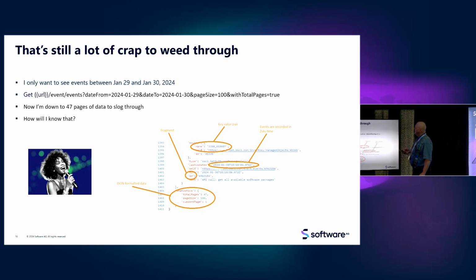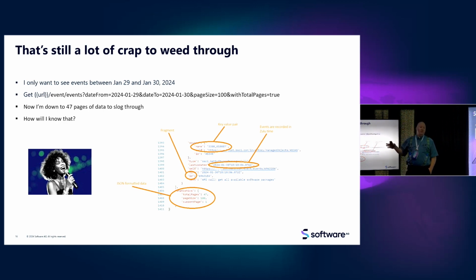Also, since we Americans, I think, are the ones who came up with this, we use this odd American date format. To my non-European counterparts, sorry, but we did it, so we get to set the rules. But there, you can see, start with the date from January 29th, date to January 30th, 100 events per page. How many total pages do I have?